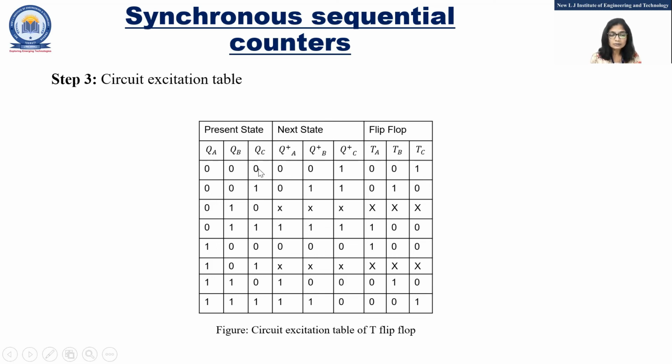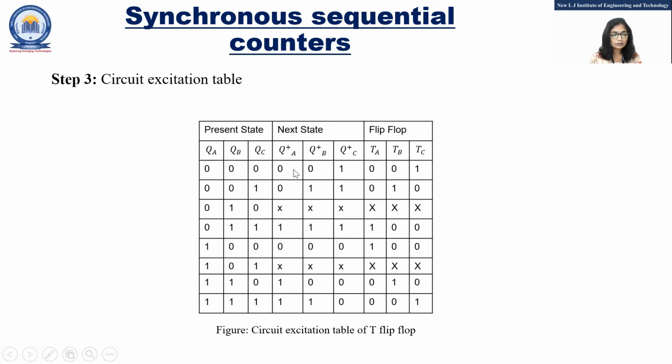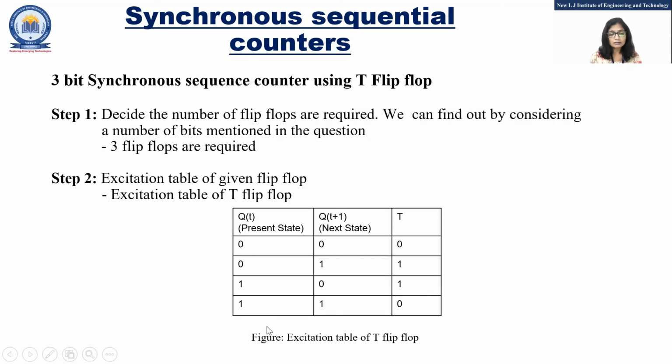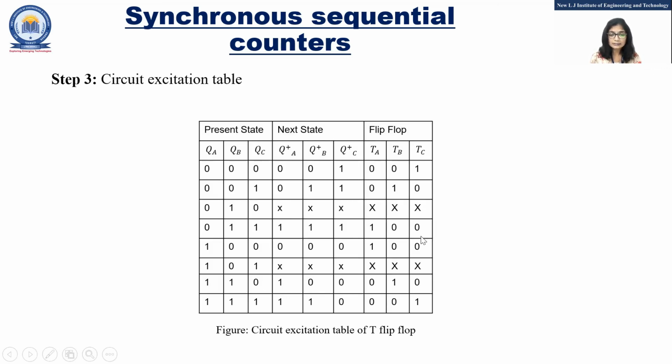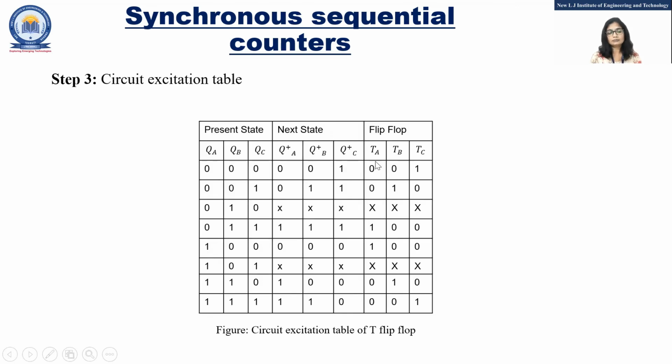Suppose current state is 0 0 0. Next state will be 1. You can see here 0 then 1. 1 then 3. So here you can see 0 0 1, the next state will be 0 1 1. Like this way. Then you have to fill TA, TB, TC also by using the reference excitation table of T flip-flop. You have to refer to this table and fill this data like this way. If QA is 0, present state is 0 and next state is 0, so for 0 0, you have to write T 0. So here TA is 0, like this way.